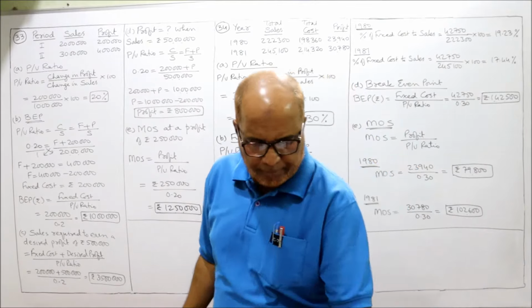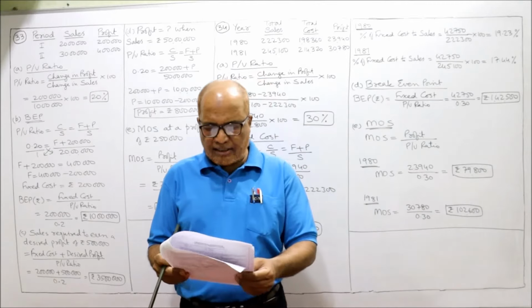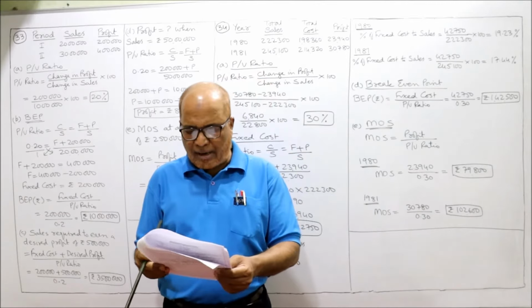That's all. So this is problem number 33. Now the 34th problem. The following figures relate to a company manufacturing a varied range of products. Year ended 31st December 1980 and 31st December 1981. So 2 periods of data are given.